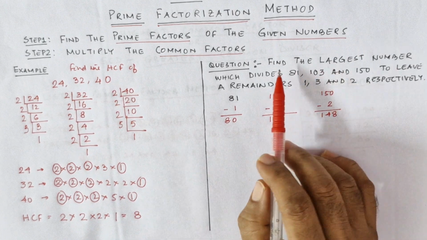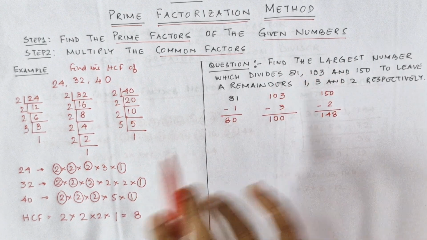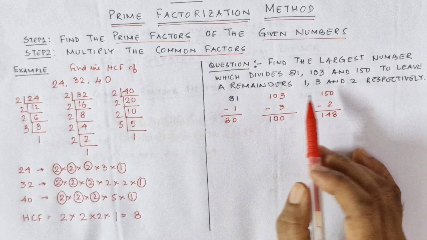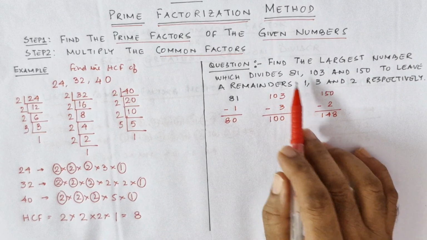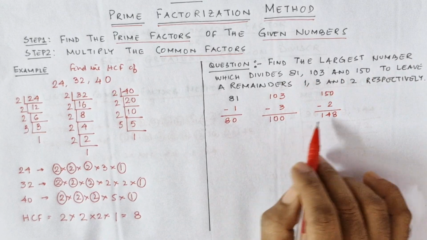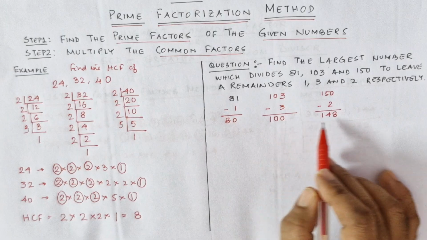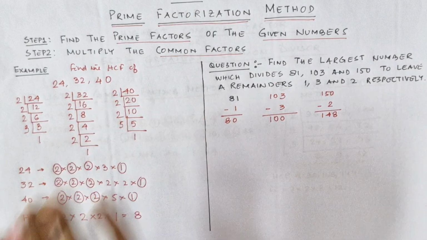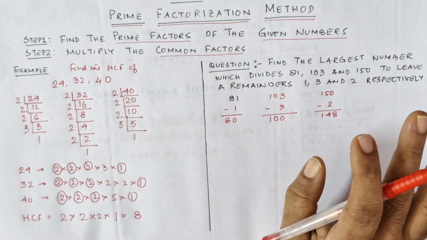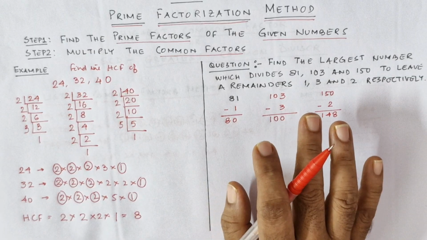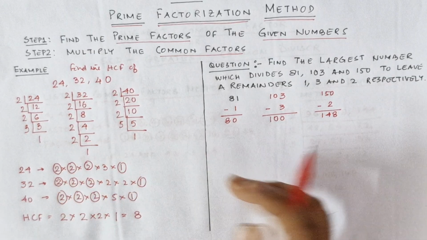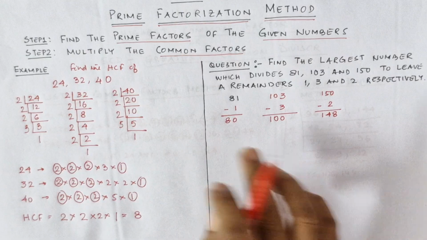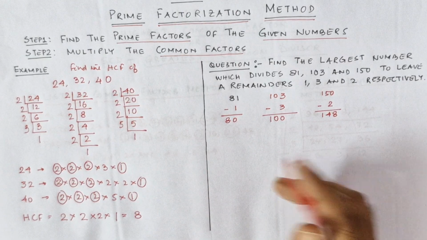So if you get such kind of a problem, you just subtract the respective remainders from the actual numbers. Now find out the HCF of these three numbers that you got. How? In this way, or you can use any other way that I have already shown. Let's use this method to see what is the HCF of these three numbers.